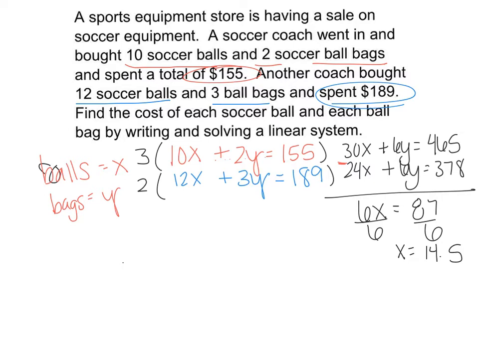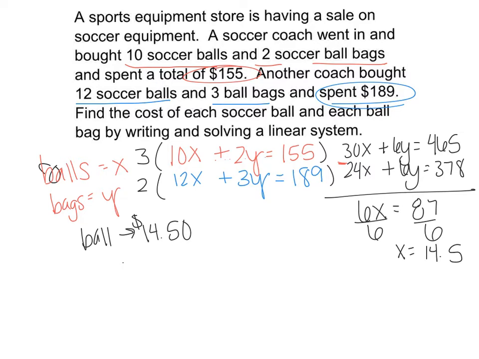So the soccer ball costs $14.50. Can you imagine if we continued that guess and check method? Some of us probably would have gotten to $14.50, but that might have been a struggle for a lot of us. This is a for sure method to get us there. Now let's finish it out.